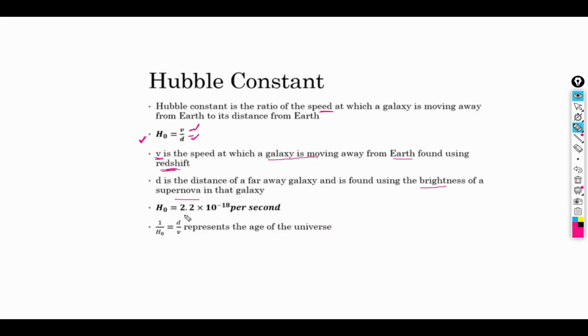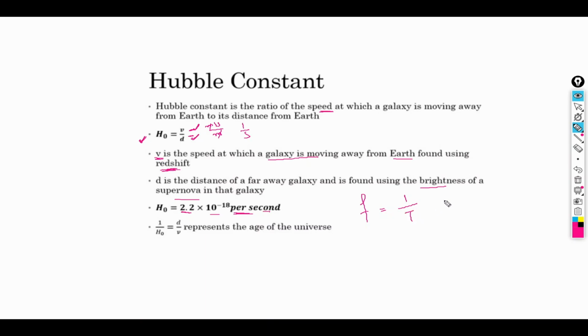So the ratio comes to 2.2 times 10 power minus 18 per second. Look at the unit. It is coming per second. How? The velocity unit will be meter per second, and this is a distance, its unit will be meter. So when these two get cancelled, it will be per second. And if you try to connect it with frequency, the frequency unit is also per second, because it is 1 upon time period.